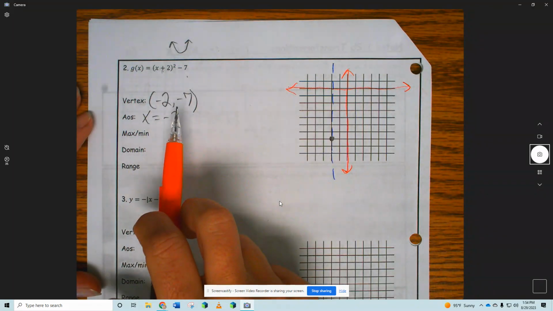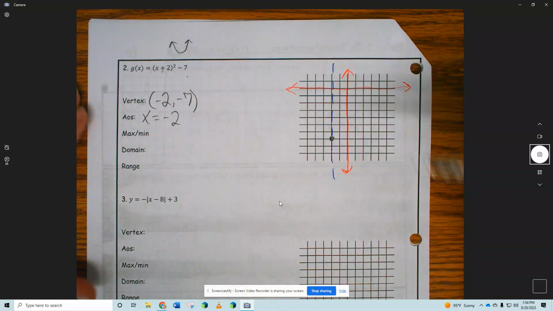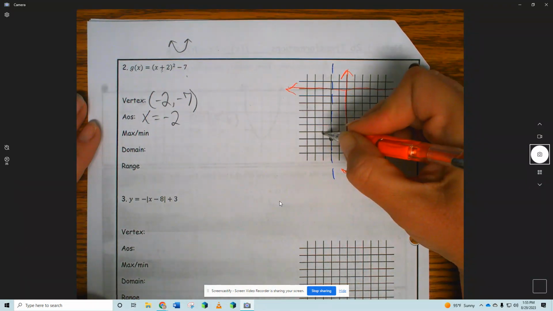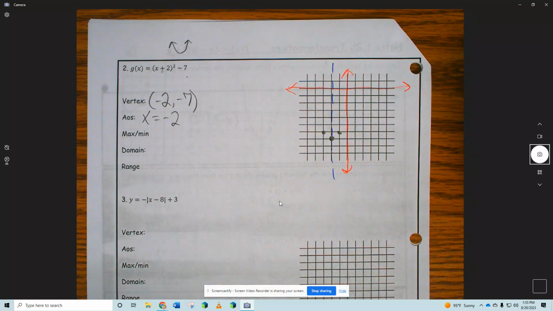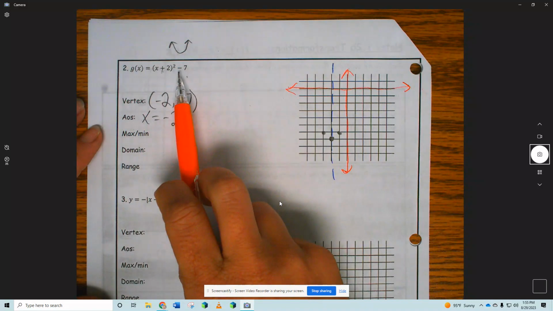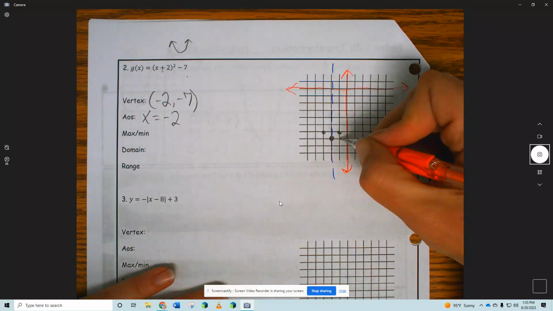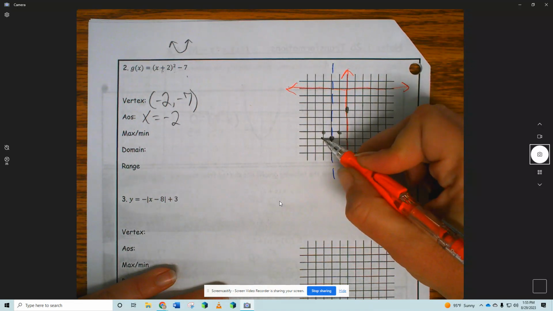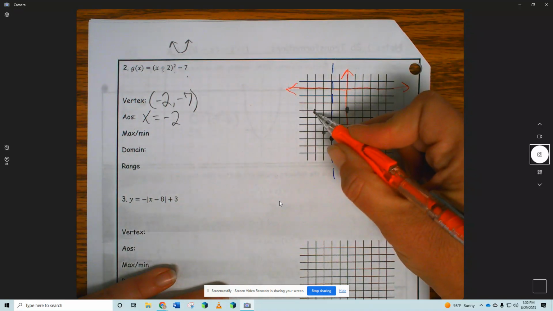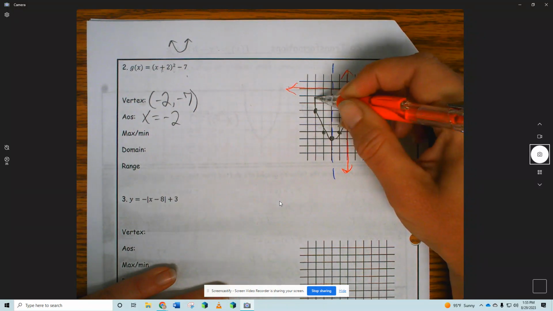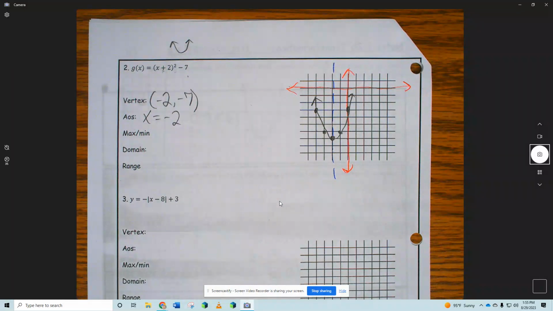The x is just 1. Over 1, up 1. Okay, over 1, up 1. And then what's my next point going to be? Over 2, up. It's squared. Over 2, up 4. Parabolas are the curved, x squared. 2 squared is 4. So I have to go up 4.